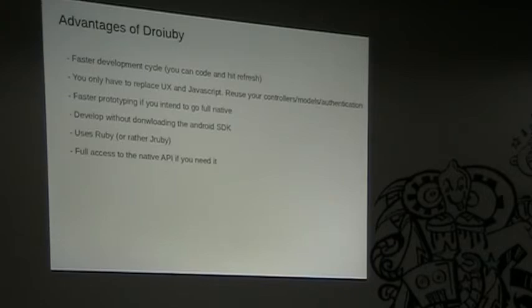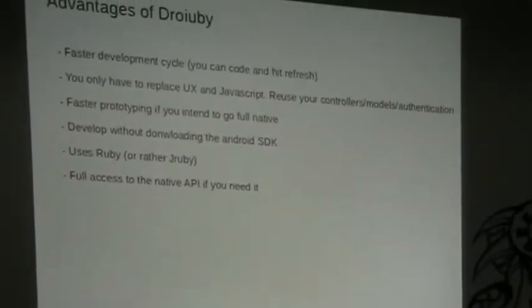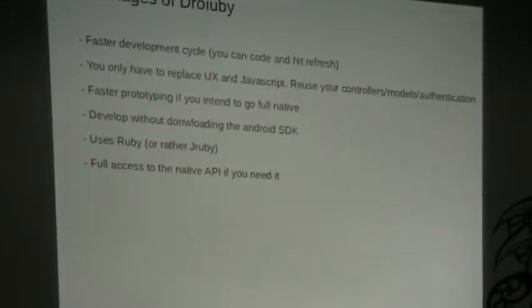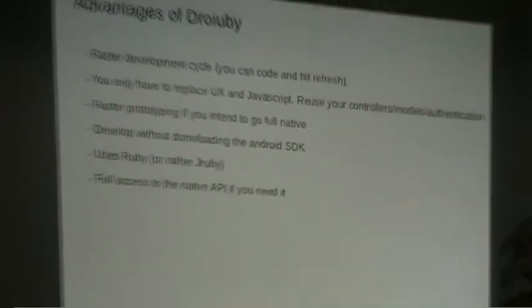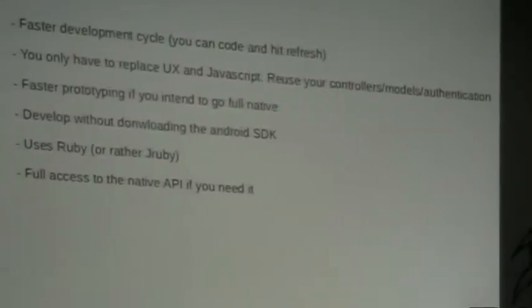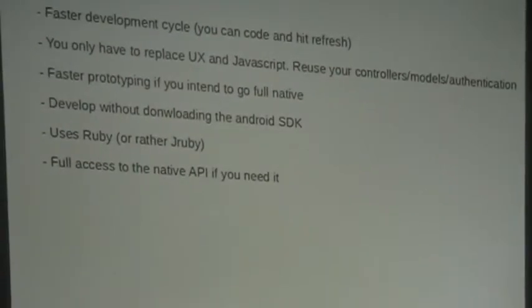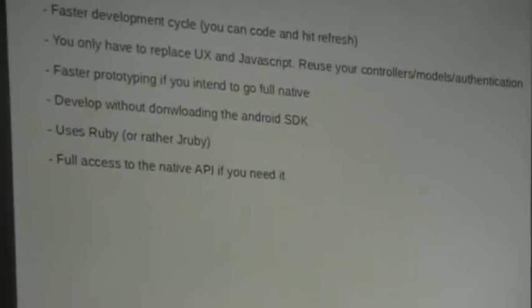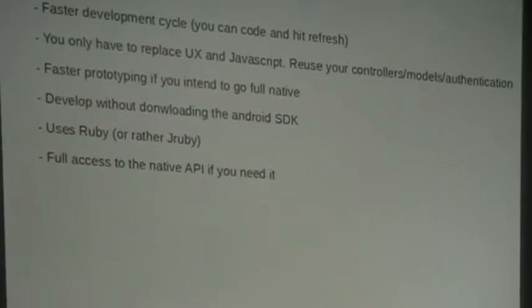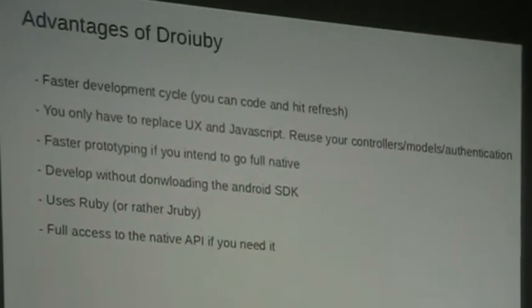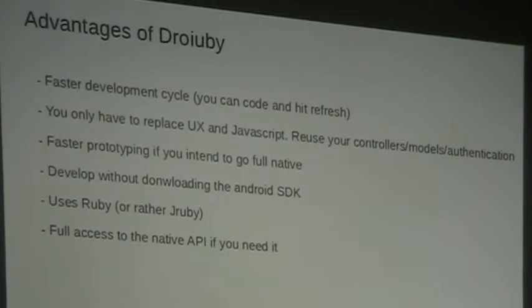Okay, so advantages of Ruby. Faster development cycle. You can code and then hit refresh. Unlike if you go with the Java SDK, you have to compile and then run it in the emulator. So it's much faster. If you already have a mobile site, you only need to redesign the layout, and instead of JavaScript, use the Ruby script. So you can use your controllers, models, even authentication. You can use Devise. Ruby does the cookie and session management stuff, so it will work with that.